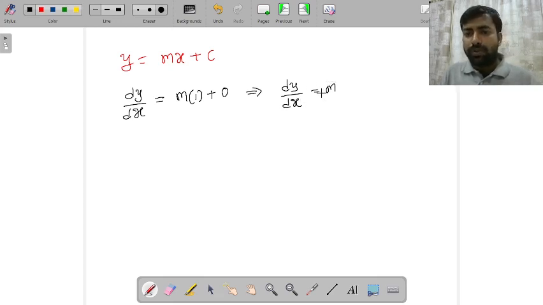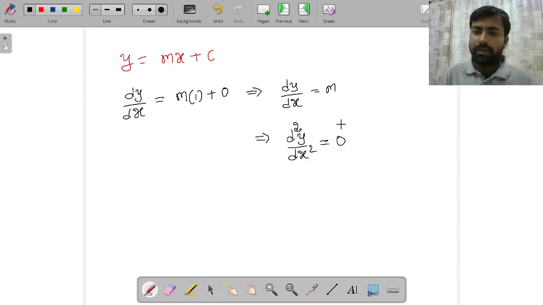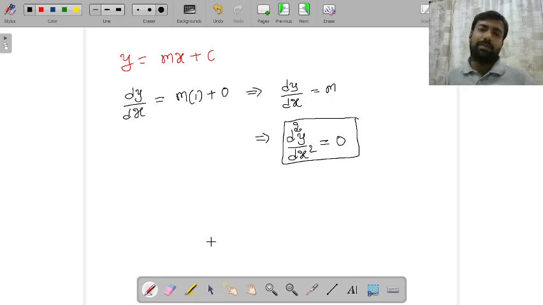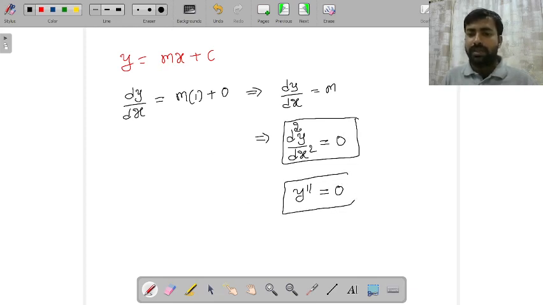Okay, so now to eliminate this m, it is enough to differentiate one more time. So let me differentiate it one more time, so that you get d square y by dx square equal to 0. So now this is the differential equation satisfied by the given family. Okay, so you can rewrite it like this: y second derivative equal to 0. So this is the differential equation for the given family of curves. Okay, and this is very simple.